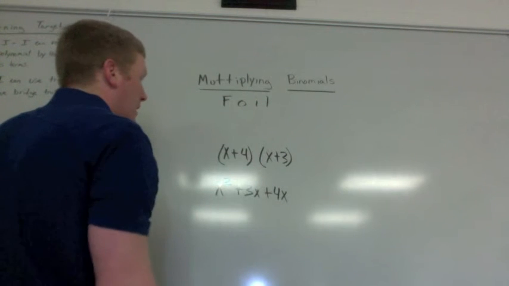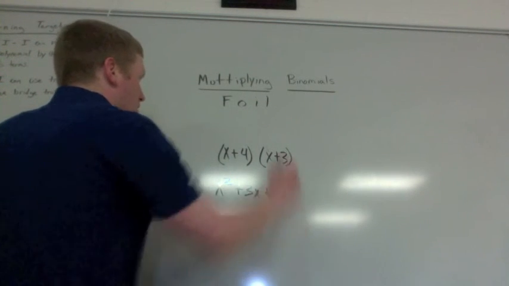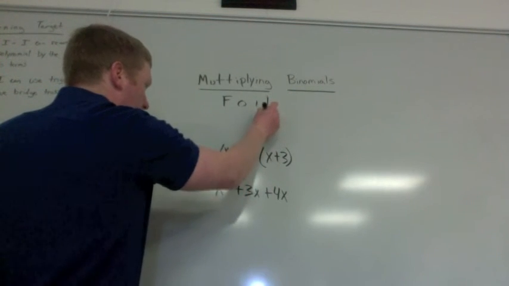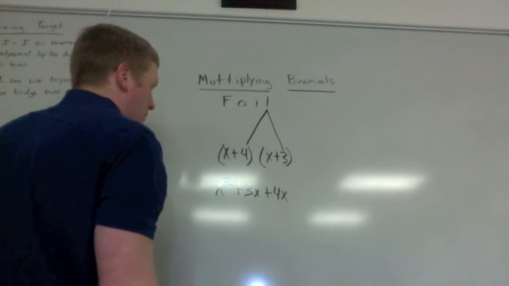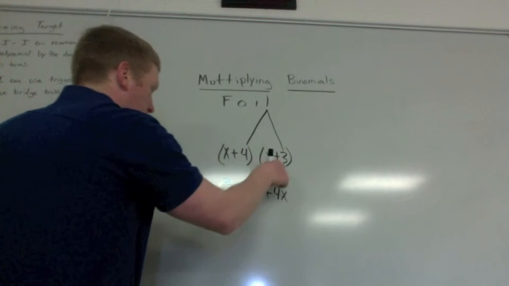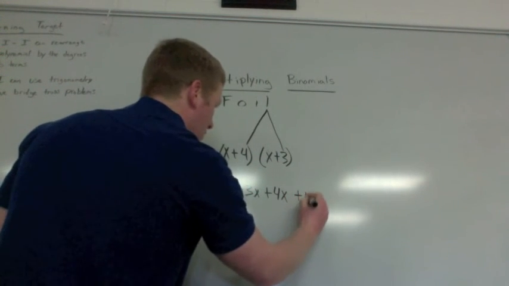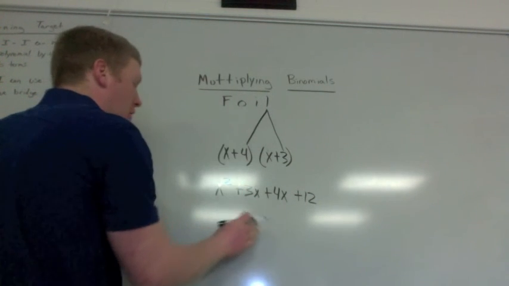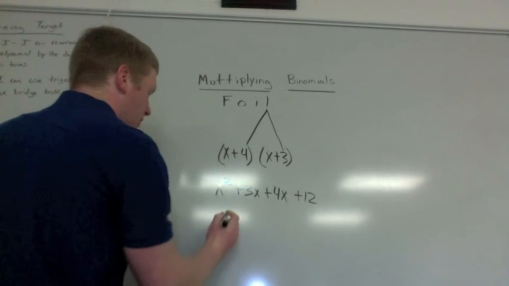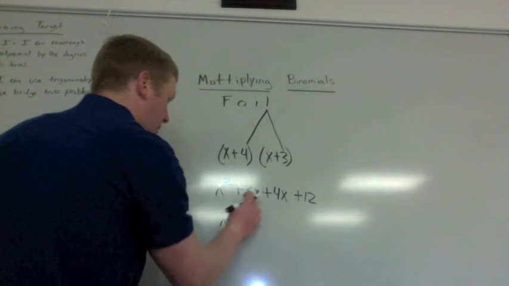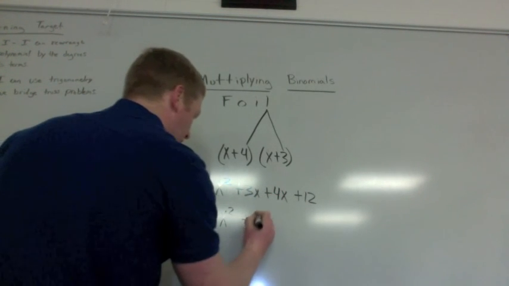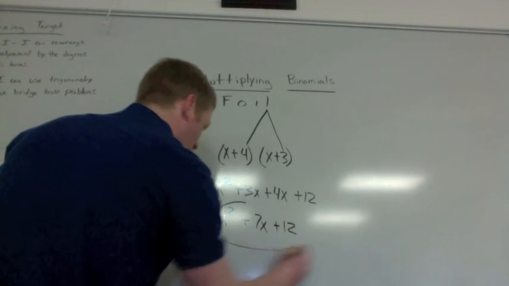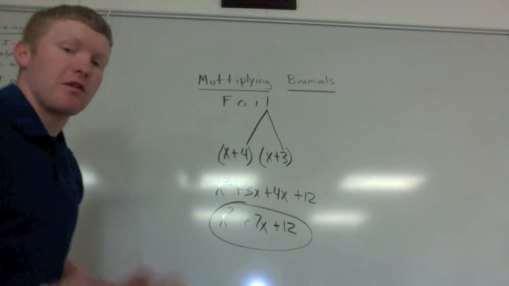L means the last terms. So you take 4, which is the last term in this binomial, and 3, which is the last term in that binomial. 4 times 3 gives you 12. At this point you've done the FOIL method. All you have to do is combine like terms. X squared, 3x and 4x gives you 7x, plus 12. And this is the FOIL method.